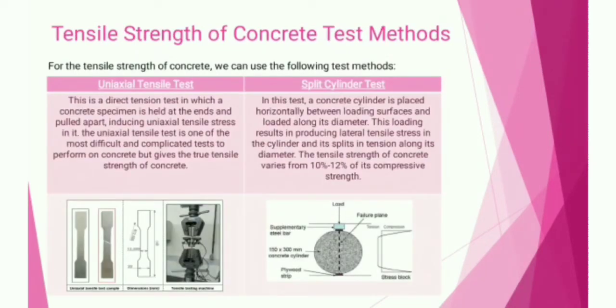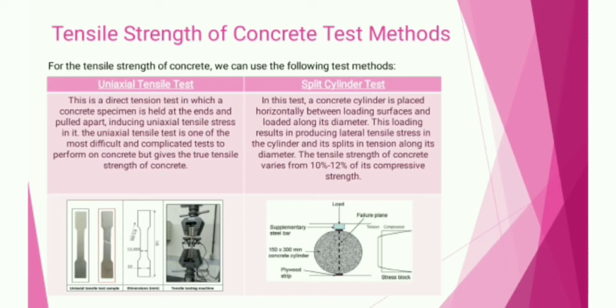Tensile strength of concrete test methods. For the tensile strength of concrete, we can use the following test methods: uniaxial tensile test and split cylinder test. Uniaxial tensile test. This is a direct tension test in which a concrete specimen is held at the ends and pulled apart, inducing uniaxial tensile stress in it.